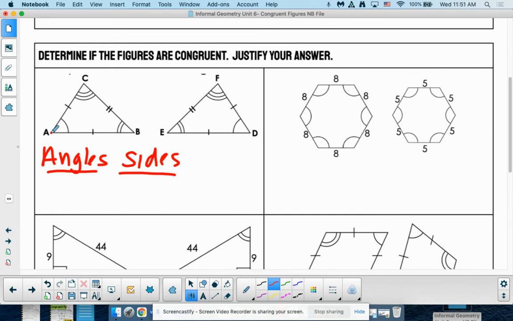Does angle A have a match? Has one arc mark, goes with D. B matches, excuse me, E. And C matches F. So we can put a check mark. All of our angles have a buddy.